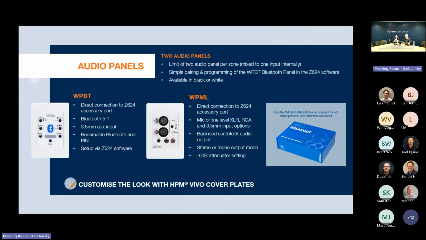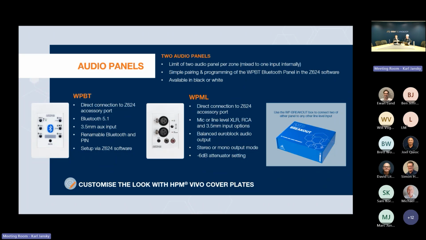With the Bluetooth wall panel from the software, you can change the name, PIN number, and security features. And again, you'll see that within the software. So that's one of the major upgrades in the Z624, in addition to the wall panel control, is the ability to then stream remote audio from the zone back into the system for mixing.